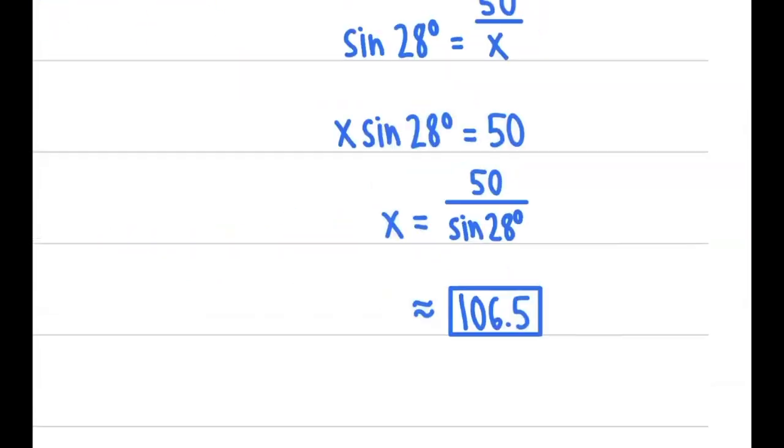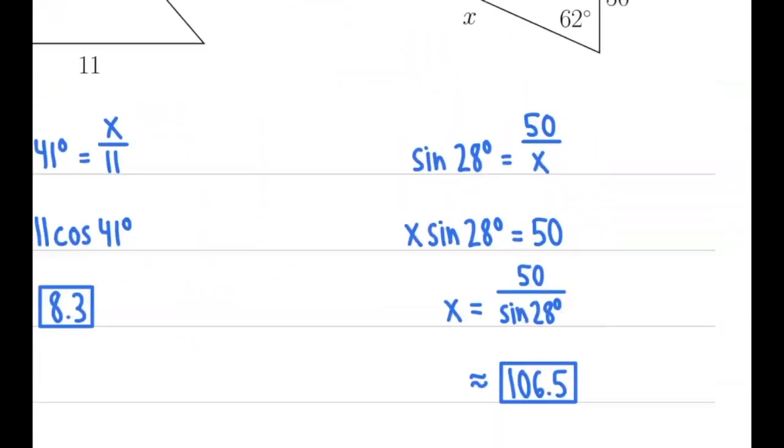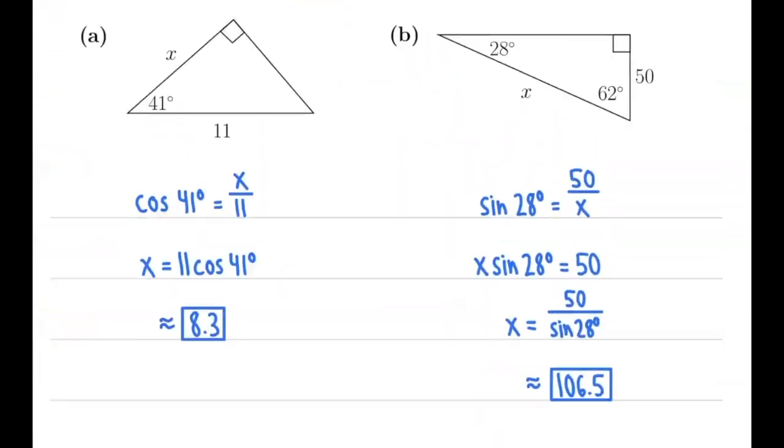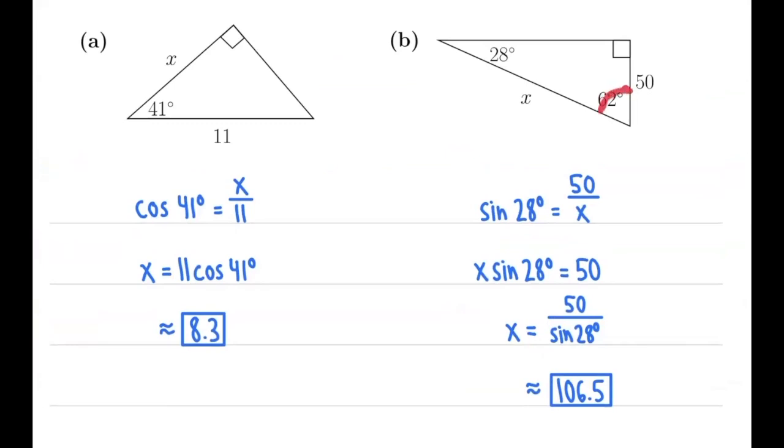106.5. I would just like to point out that if we had used the other angle and instead used cosine of 62 to work this out, we would have gotten 50 over cosine of 62. And that would seem to imply that sine of 28 is the same as cosine of 62. So the sine is equal to the cosine of the complementary angle. Very, very interesting.